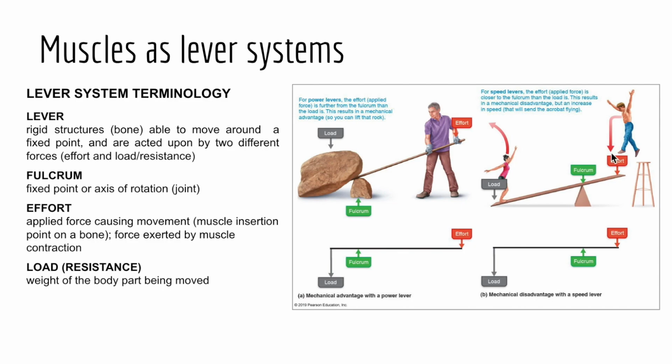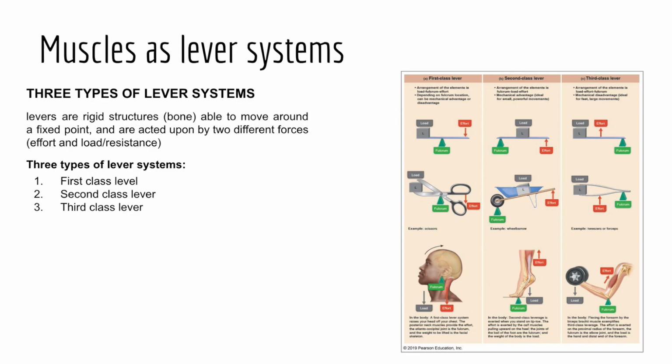And finally, let's go back to this term, fulcrum, right here. The fulcrum is the fixed point, sometimes called a pivot point. And in the case of our skeletal muscular system, our joints are going to act as fulcrums. So with that in mind, motion occurs when the effort applied to a bone at the insertion point is going to exceed the load.